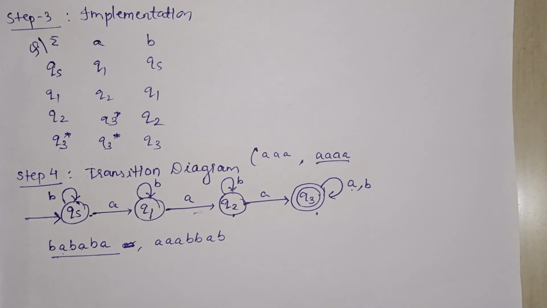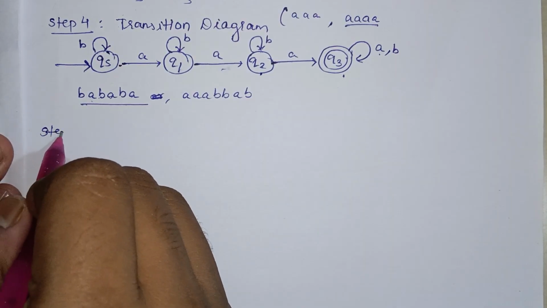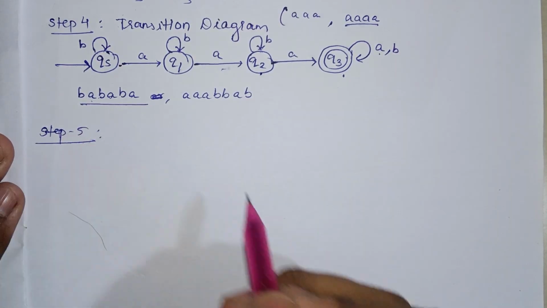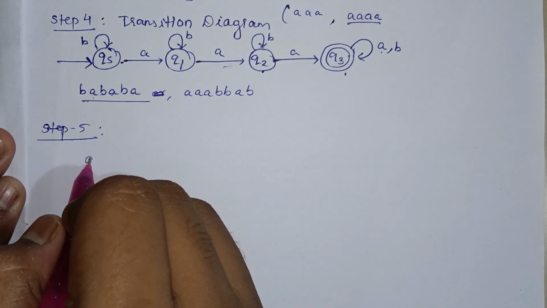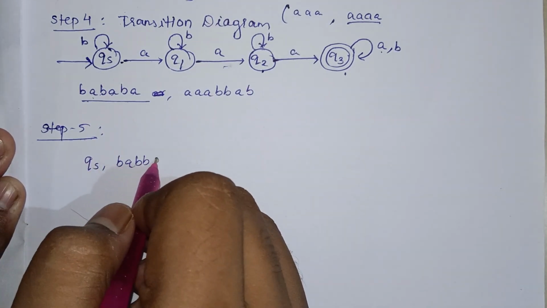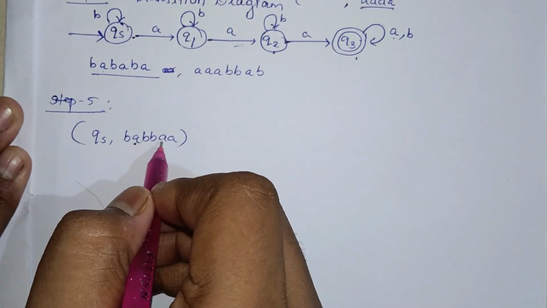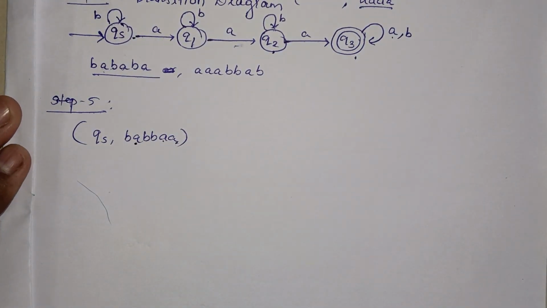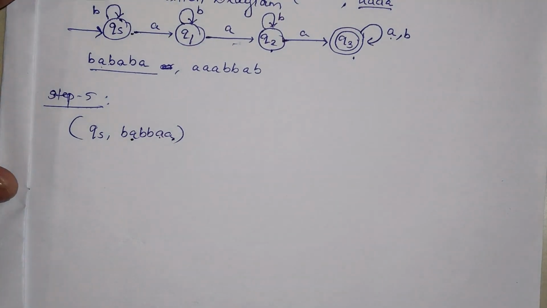Now what is our step 5? Step 5 is to solve an example of acceptance and rejection. So let's take an example: Qs b a b b a a. This must accept. Let's see, 1, 2, 3. Yes, there are 3, it will accept. Means the DFA must accept this.